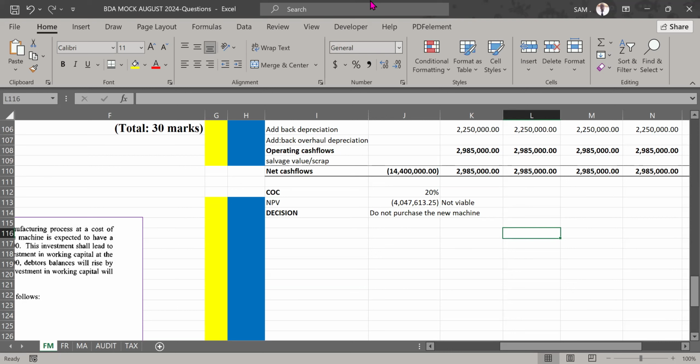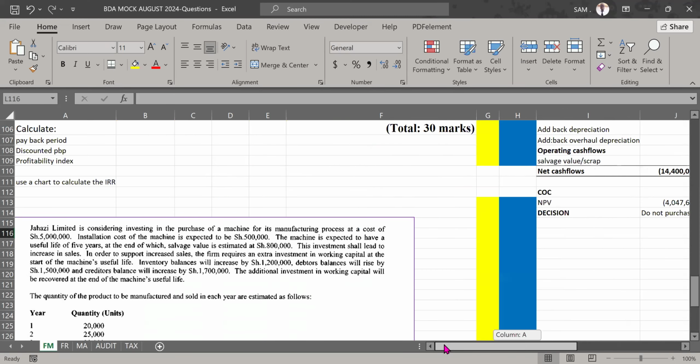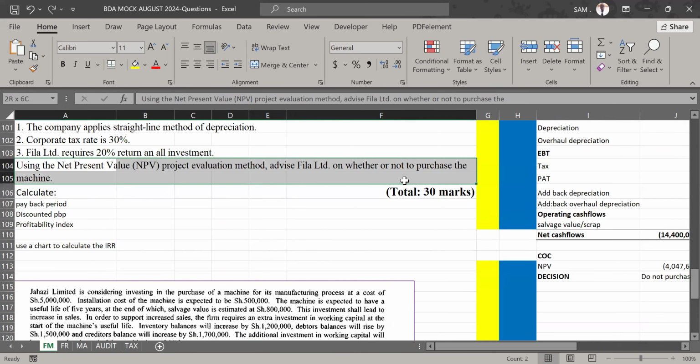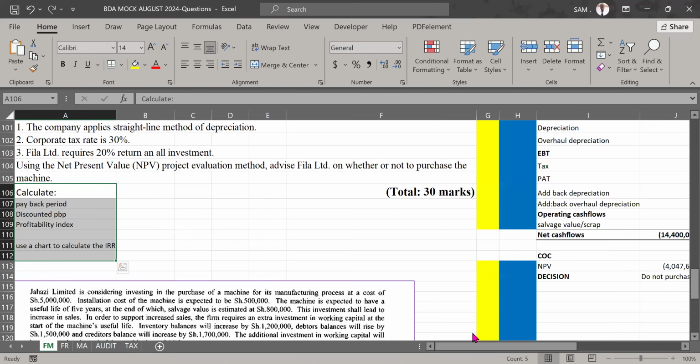Then there are those additional sections. They are not additional. There are those sections that we also need to look at. They were tied to that, even though we know that this was the final part for the examiner. Using the NPV advice, we've already advised. But what if someone asks you to now compute the payback period, and then discounted payback period, and then profitability index, and then use a chart to calculate the IRR? These are things you've done. You've done ratios. You've done these ones before. This one should be very easy.